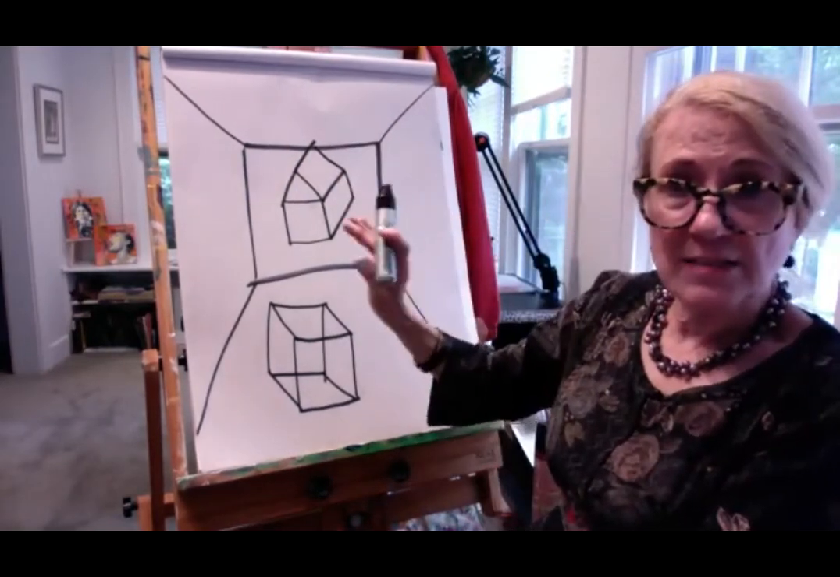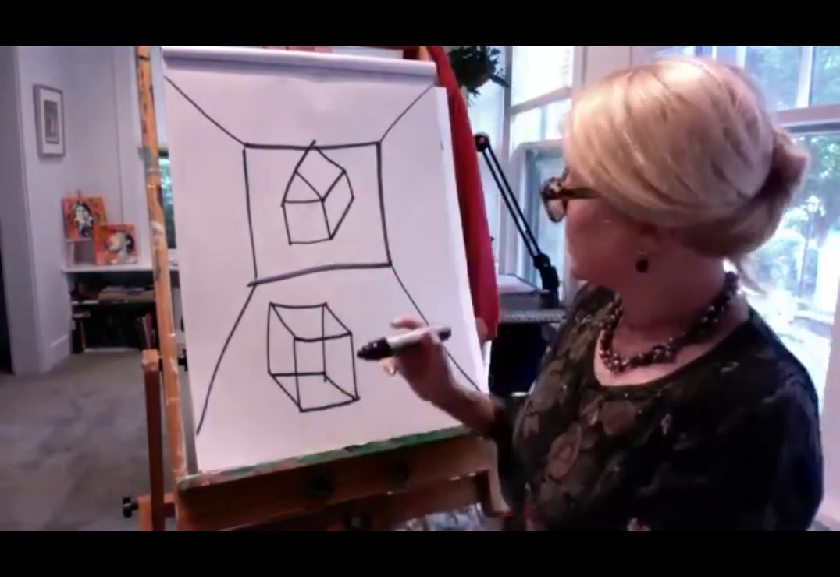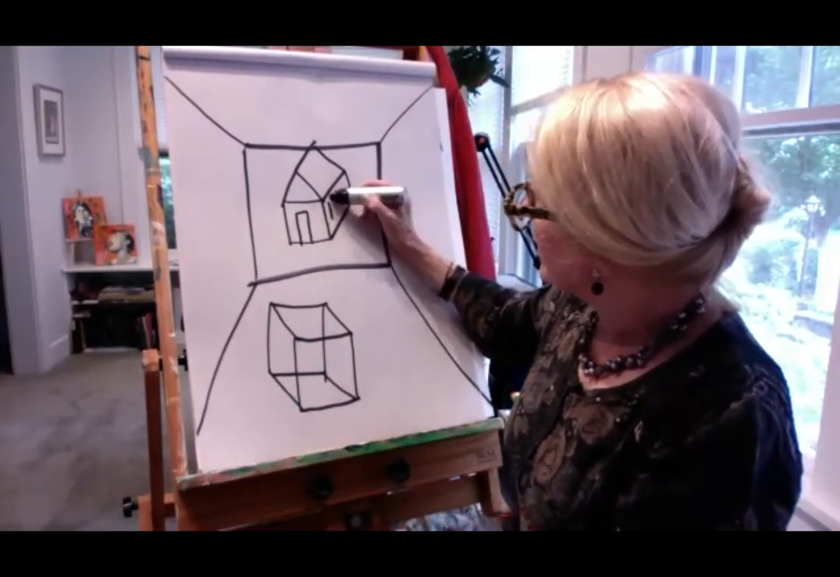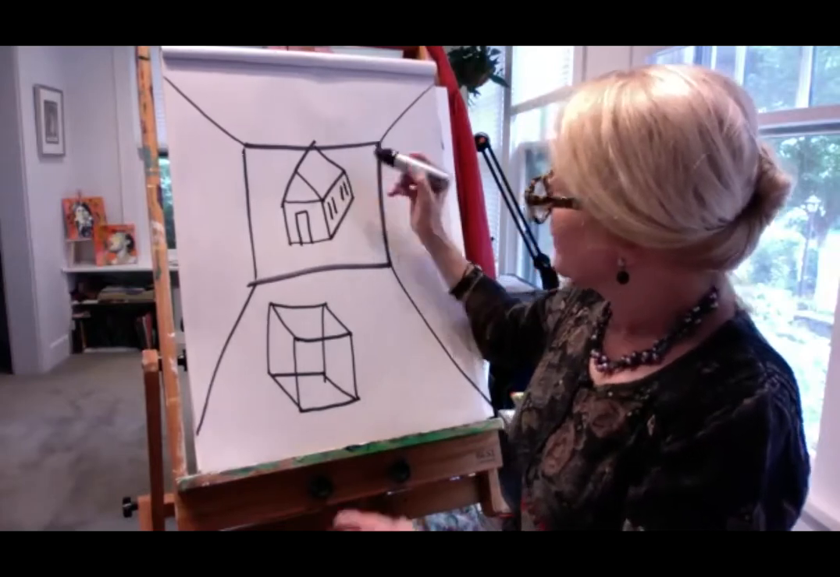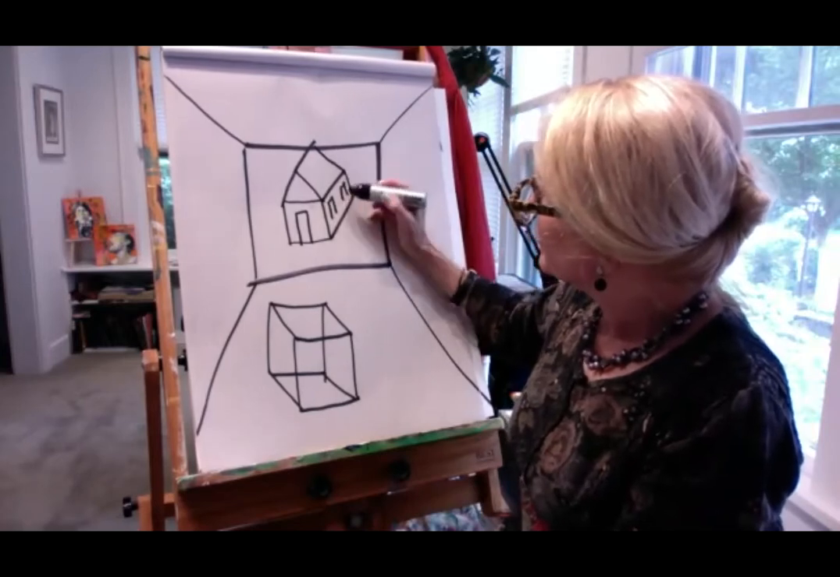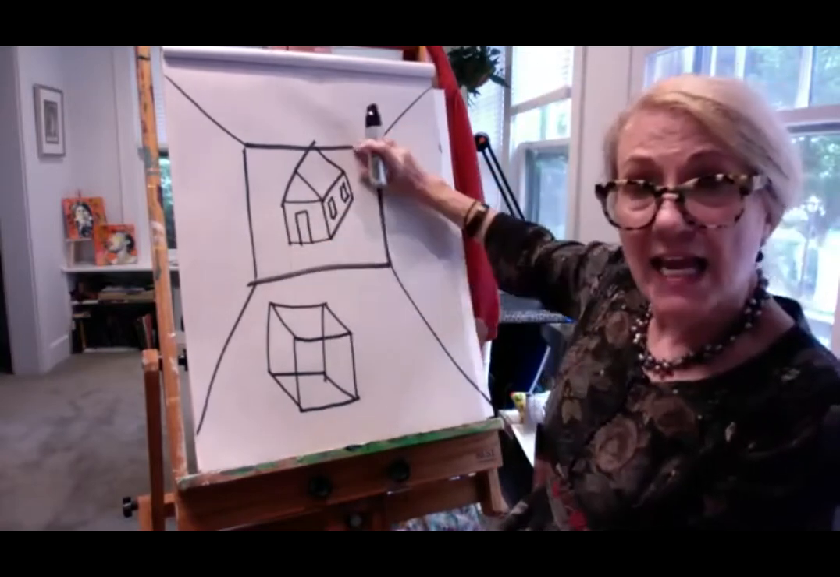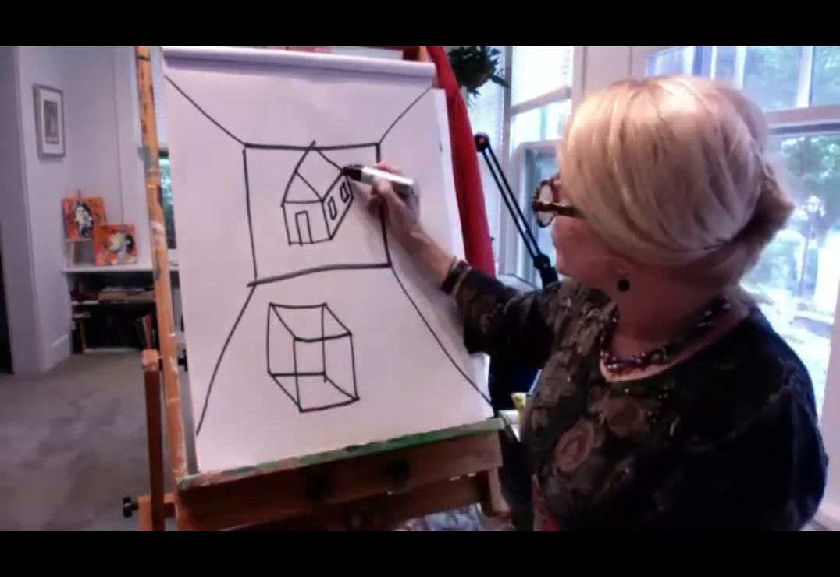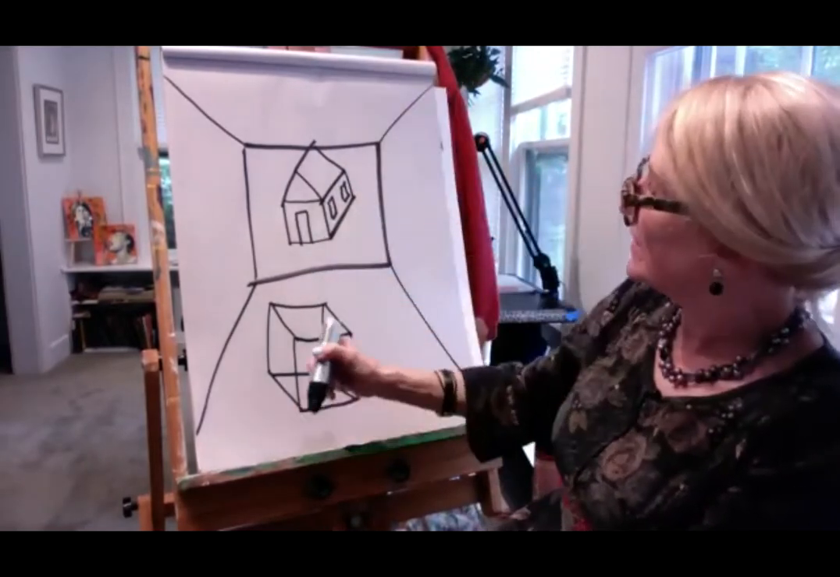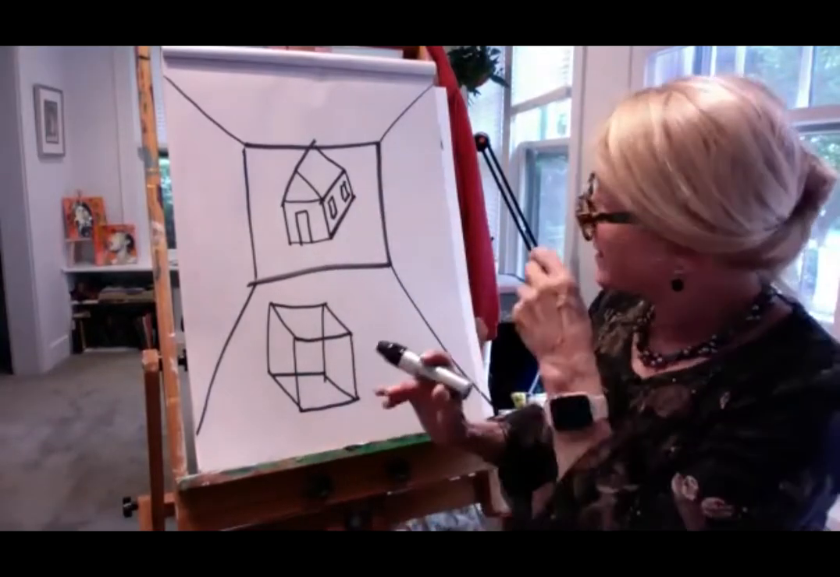And everything in perspective, your verticals will always stay vertical. So there's my little door. Now, on the windows, our verticals are verticals, but our lines to the top of the window and the bottom of the windowsill are going to follow the same angle as the roof and the ground line. So whatever this angle is, your windows are going to follow that same line.